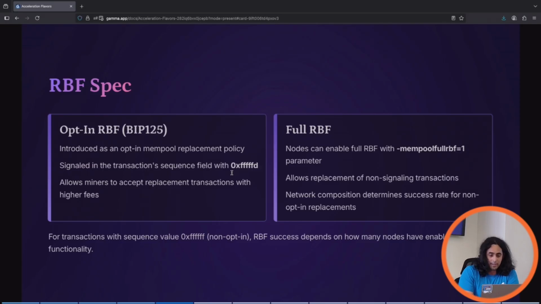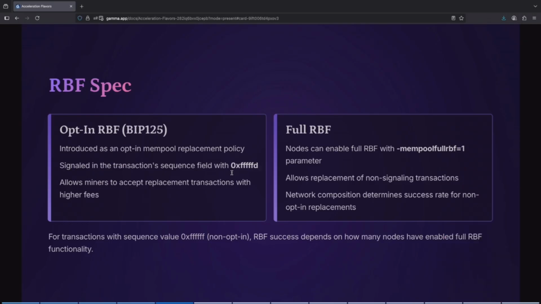Now, that is opt-in, and that was the first version of it. Now we're kind of seeing full RBF, where nodes can enable full RBF with this policy here to the right. So mempoolfullrbf equals 1 parameter. This means that even if your transaction doesn't have the sequence field signaling, you could probably still RBF it. There is no guarantee. It kind of boils down to the network composition and how the nodes behave.